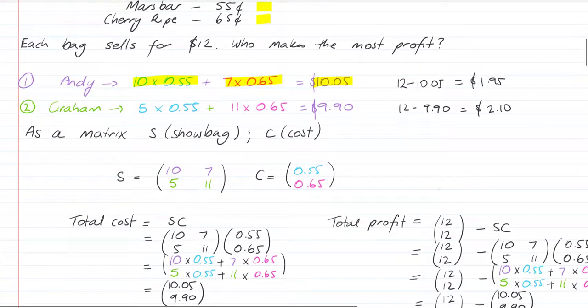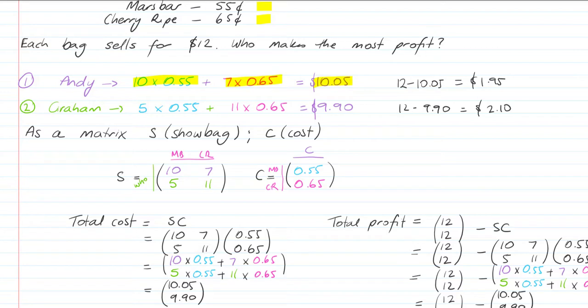So I've defined some here. S is equal to 10, 7, 5, 11. So we've got Andy's and Graham's show bags, and we've got Mars bars and cherry ripes. And a cost matrix, 0.55, 0.65 for Mars bars and cherry ripes. Now you'll note here that the vertical bit is the Mars bars and the cherry ripes, and now it's the horizontal bit here that is the Mars bars and the cherry ripes. And over here, that's our cost column, and here, this is our, for want of a better term, who column.